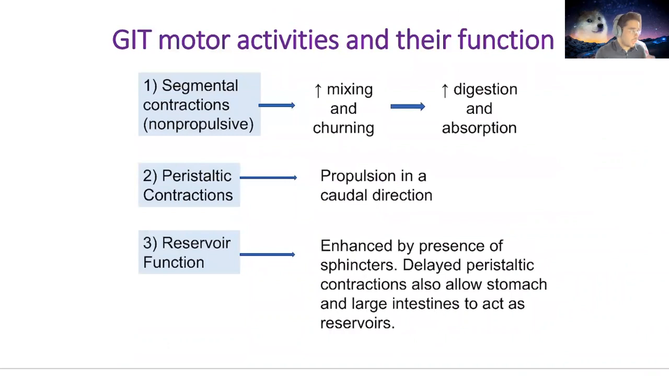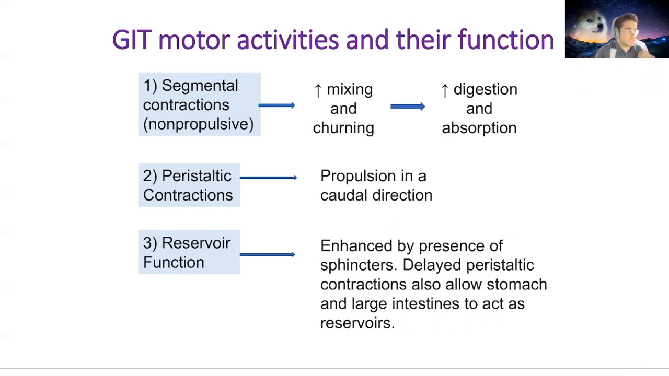GIT motor activities and their function. Essentially, what you need to know is that there are three components to this. There is segmentation, right, which is super important. It is non-propulsion. You're not moving the food along, you're just mixing and churning. That's important. Peristaltic waves propel the food, so I think P and P go together. Peristaltic propulsion, right? Caudally, meaning it's going down the digestive tract.